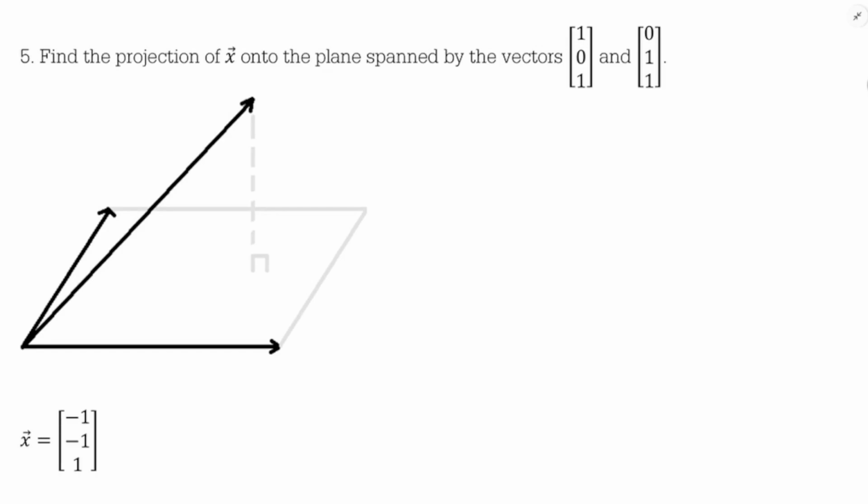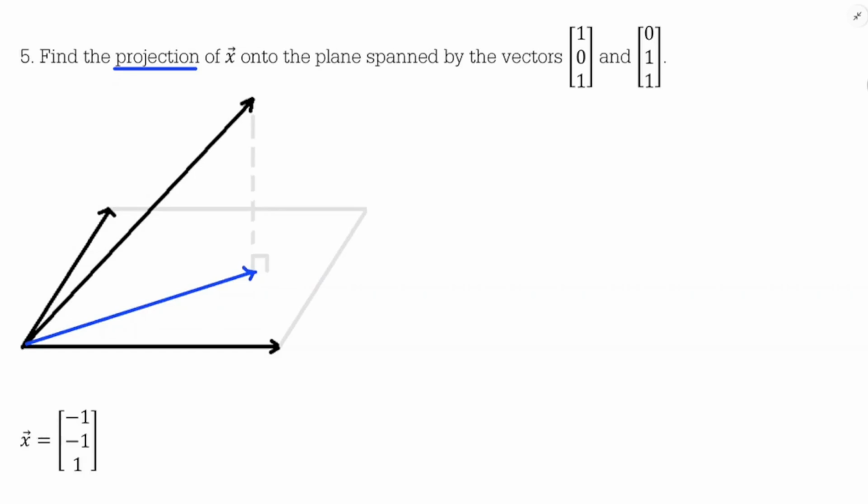All right, and our last problem here is number 5, and this is going to be as close as we come to the Gram-Schmidt algorithm here. We're going to find the projection of x onto the plane spanned by the vectors 1, 0, 1 and 0, 1, 1, and that's going to give us, I'm using blue for this type of thing, this vector. That's the projection of x onto that plane. And we would subtract the blue vector away from the one that's not on the plane to get that third orthogonal one.